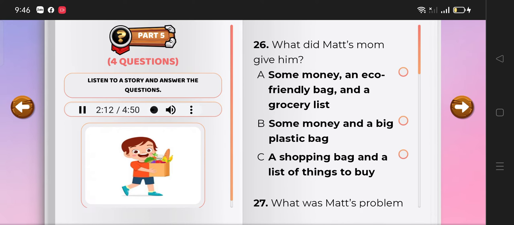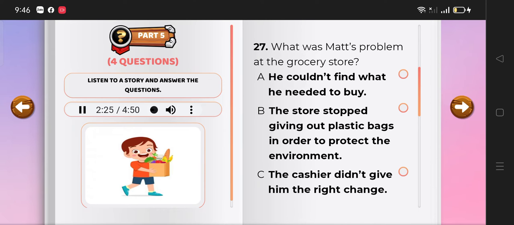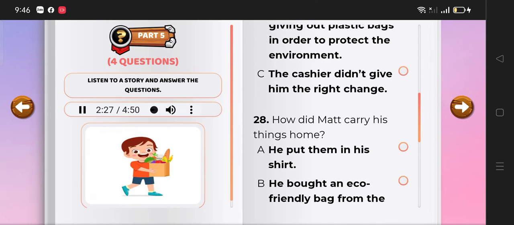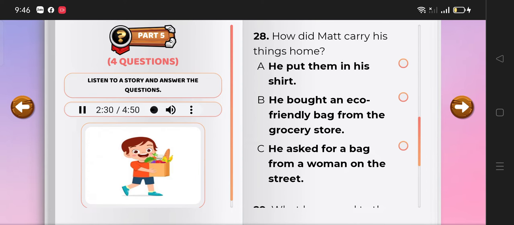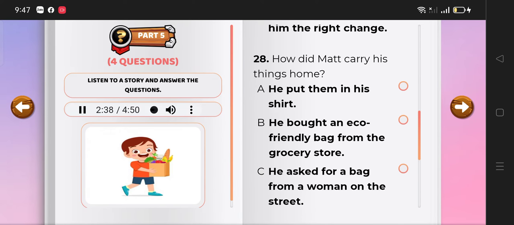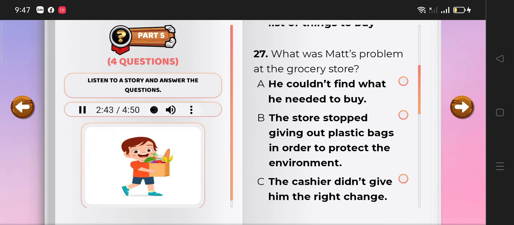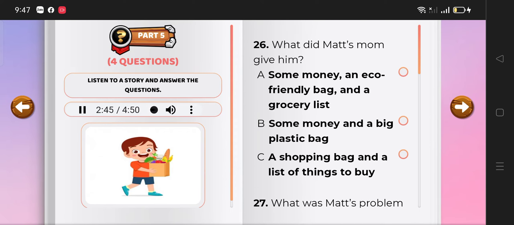As that boy was carrying the apples, the plastic bag couldn't stand all the weight. It burst open, and the apples fell to the ground. Matt wanted to help, but his hands were full of stuff. Fortunately, a woman came by and helped the boy pick up the apples. "Plastic bags break easily. They are also bad for the environment. Next time, I will make sure to bring an eco-friendly bag when going shopping," Matt thought and hurried to get home.